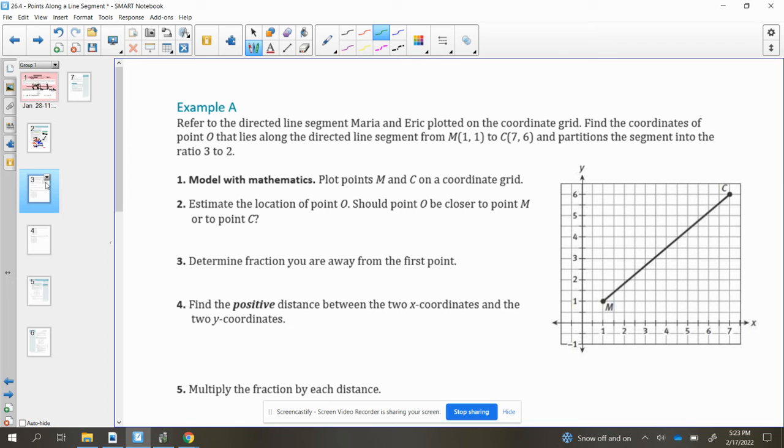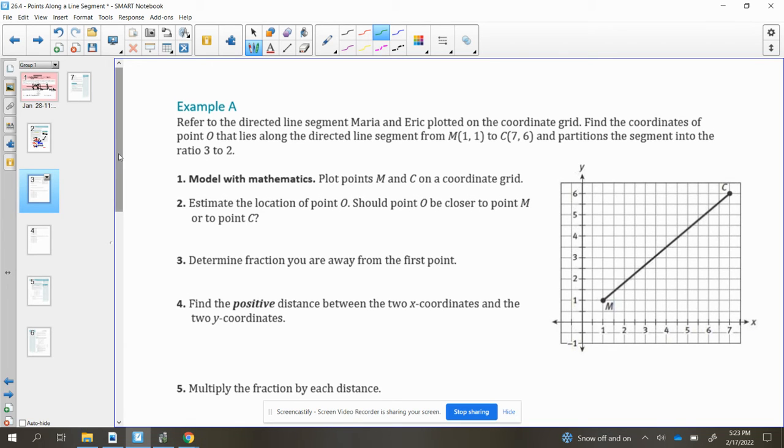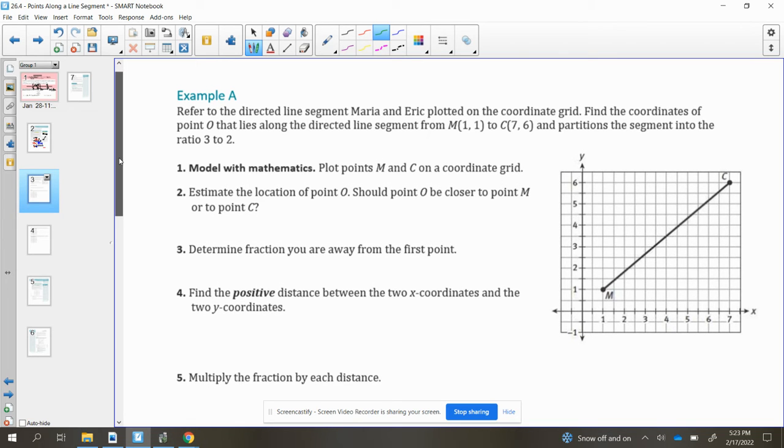Let's try another example. This time, on this directed line segment from M to C, they're telling us not a fraction that we're moving, but a ratio. We are moving in the ratio of 3 to 2. So again, if you think about dividing this up 3 parts to 2 parts, what you're going to notice on here is 3 parts to 2 parts.